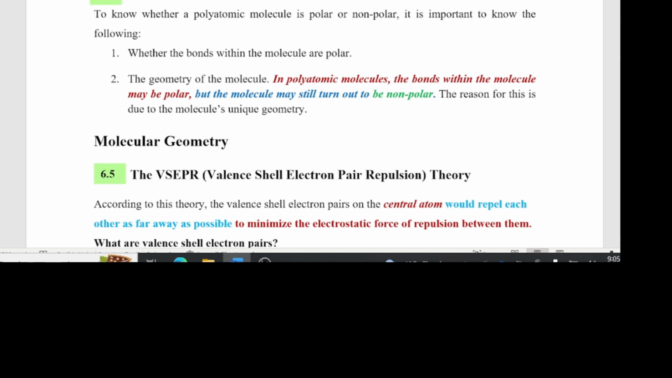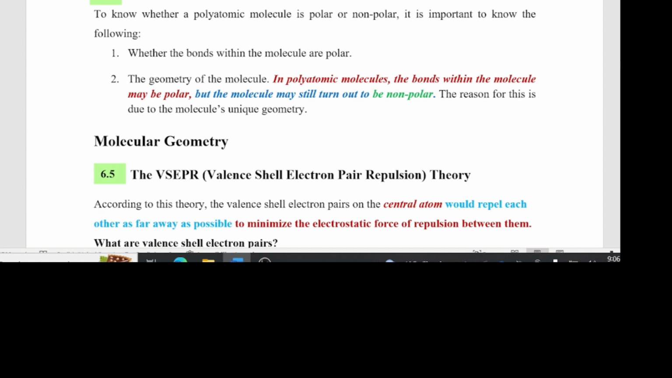To know whether a polyatomic molecule is polar or nonpolar, it is important to know the following. 1. Whether the bonds within the molecule are polar, and 2, very importantly, the geometry of the molecule. We have alluded to that just now. In polyatomic molecules, the bonds within the molecule may be polar, but the molecule may still turn out to be nonpolar. The reason for this is the molecule's unique geometry.